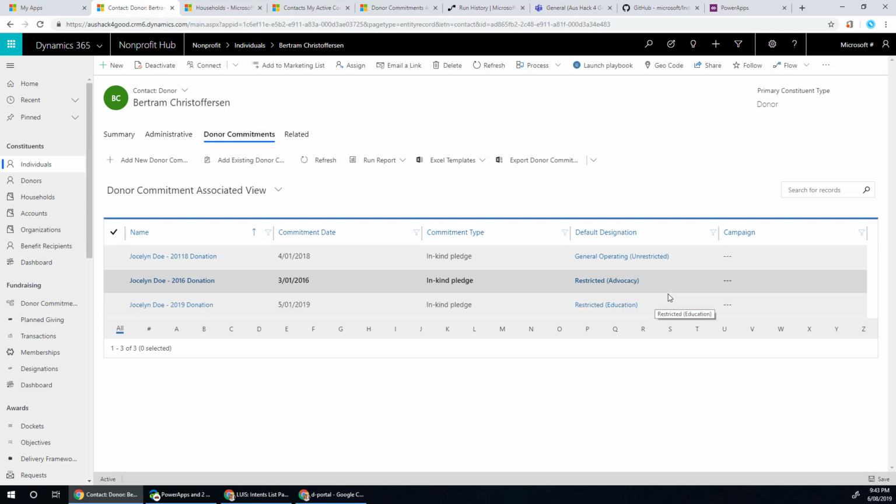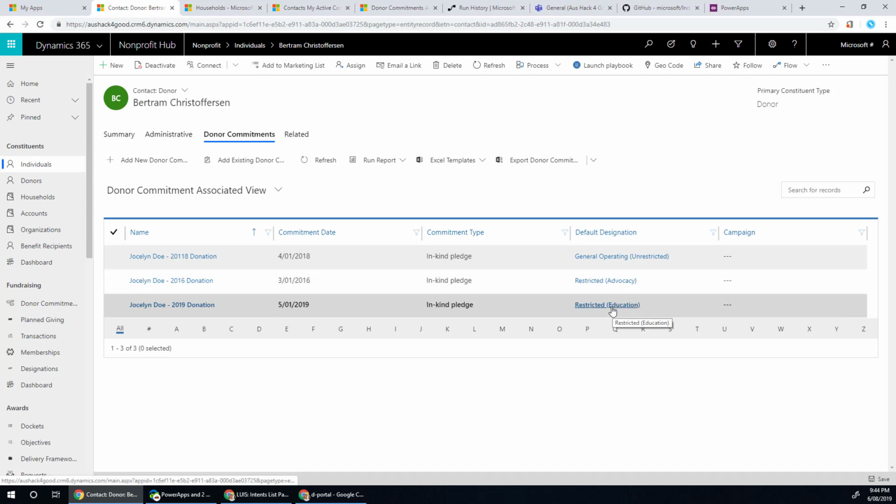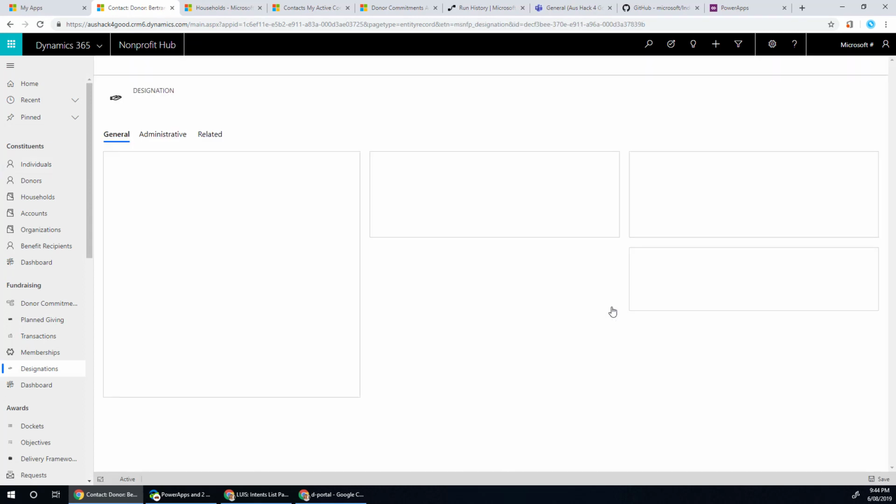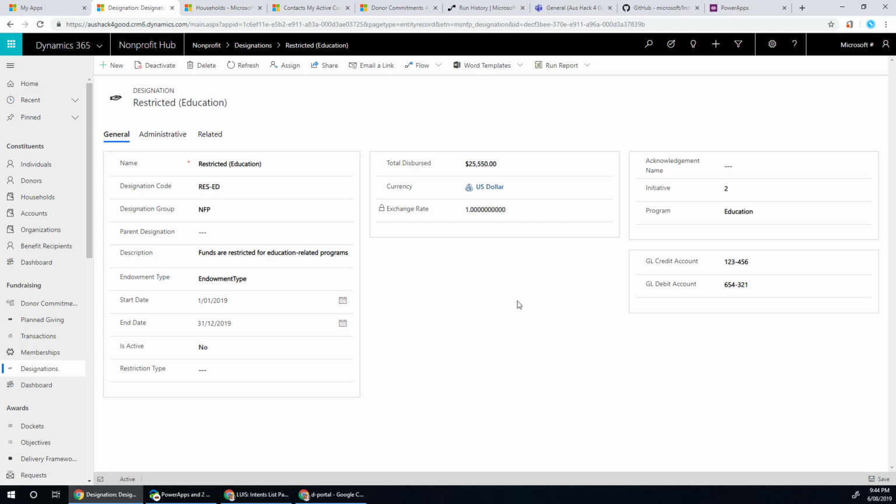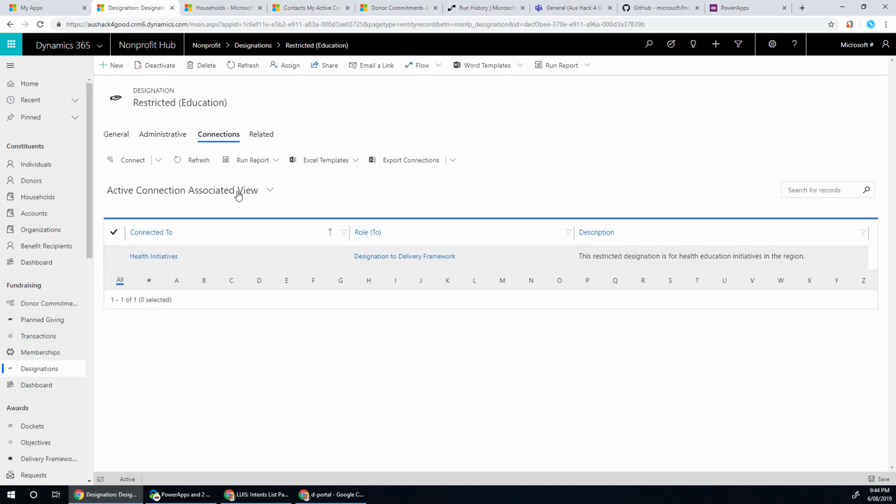particular donor commitment around the education-based designation. And when I start looking at this, I can look at what's the total amount that's dispersed. I can look at what the financials behind this are, but I can also look at what my connections are for this particular designation. So in this particular case, the education restricted designation is linked to the health initiatives delivery framework. So now I want to look a little deeper into the health initiatives framework.